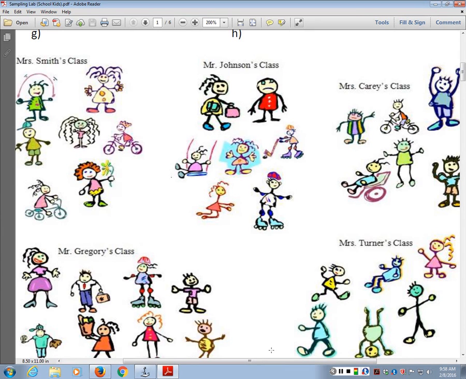So you can group them up all kinds of different ways. It doesn't have to be by grade or even by class. I mean, we could assume that these were Mrs. Smith and Mr. Johnson was 3rd grade, and Ms. Carey and Mr. Gregory were 4th grade, and Ms. Turner was 5th grade. We could have grouped them up that way. So there's a lot of different ways we could have grouped those students up.